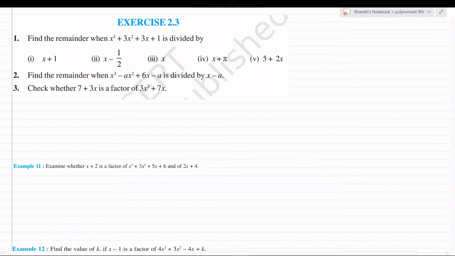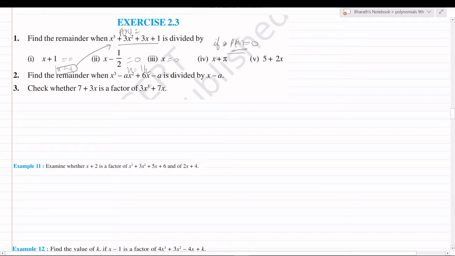Start with exercise 2.3. Find the remainder when x cubed plus 3x squared plus 3x plus 1 is divided by x plus 1. They didn't ask for long division, so just equate x plus 1 to 0. You get x is equal to minus 1. Substitute the x equal to minus 1 value in this equation. Let this whole thing be p of x. If you finally get 0, then it's divisible. If you're not getting 0, then it's not divisible by this.